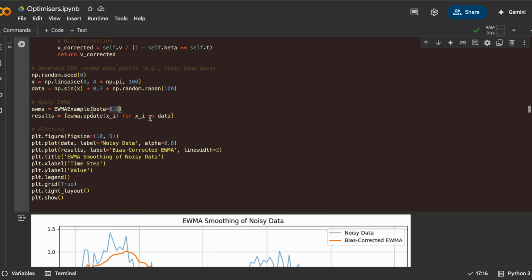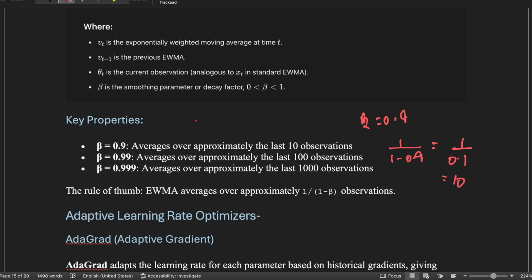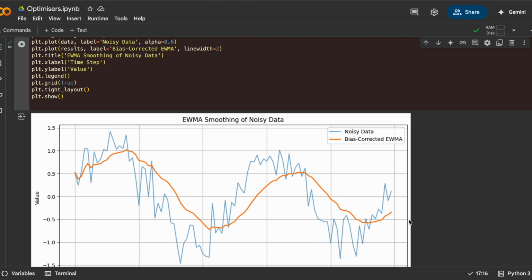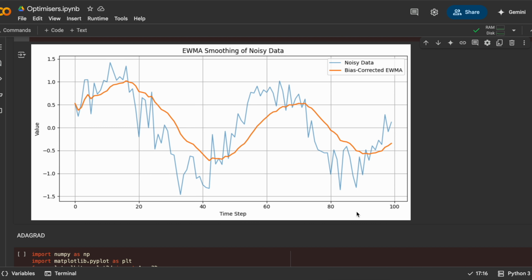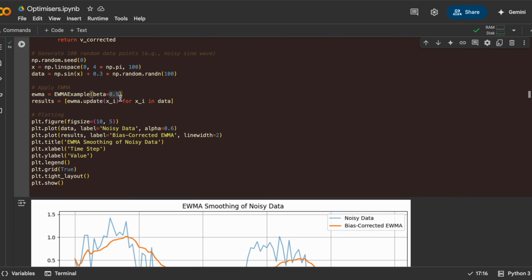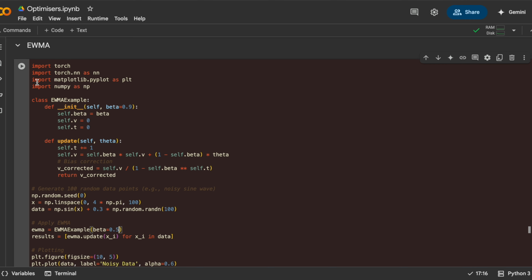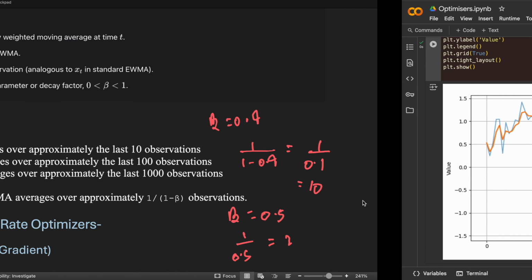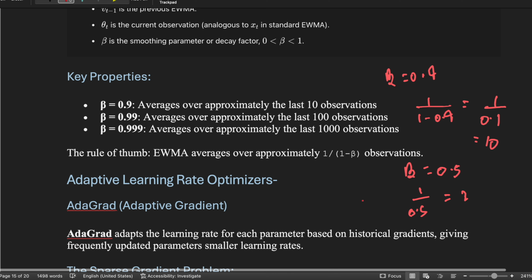If I use beta as 0.5 instead, 1 upon 0.5 will be 2. So it will be the approximate average of the observations of the last 2 days, the previous time steps, which is what we are considering on the x-axis. If I alter this and run it, you can see what you have noticed. And again, if we try to take more values.